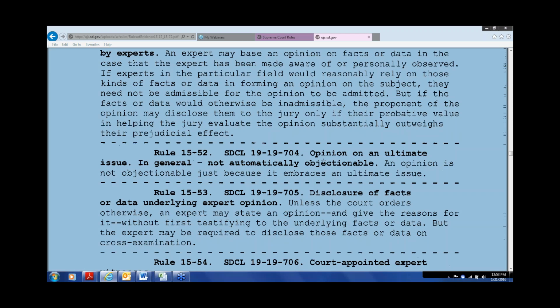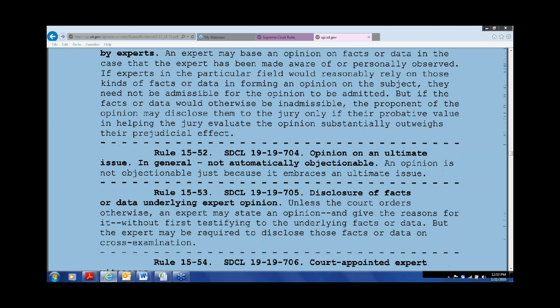Our court considered adopting it and chose not to adopt it. So if you've got your federal code there, you see that 704(b) is in the code, and we do not have it in the state. This is one of the areas of difference, and I think an important difference for people to be aware of.